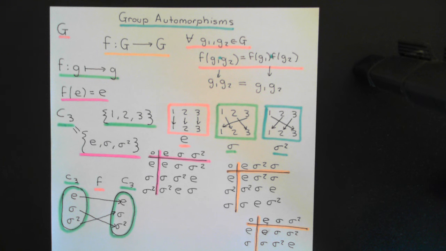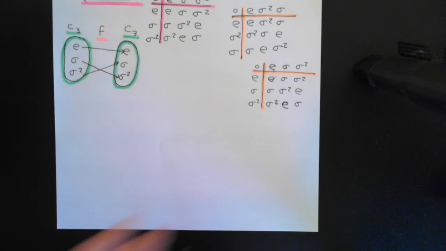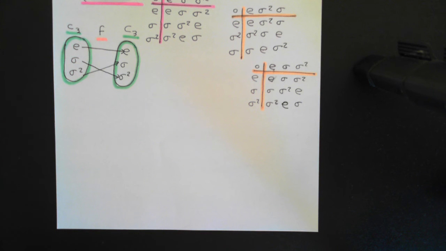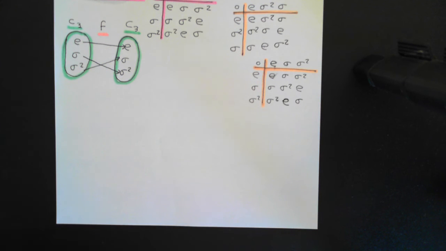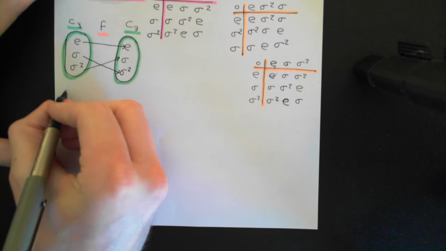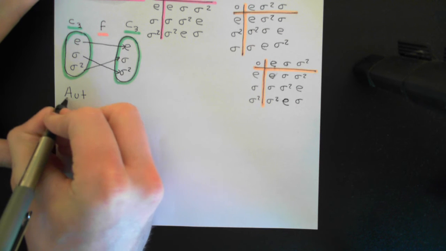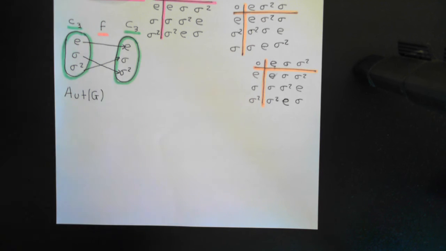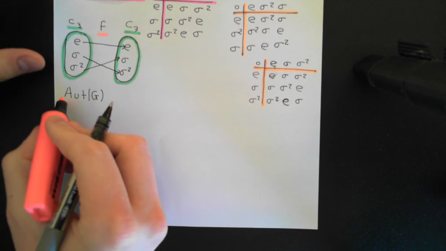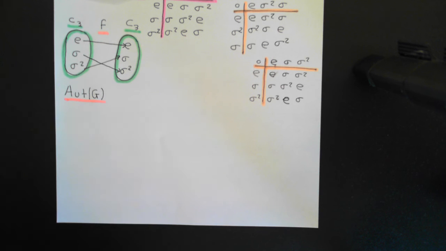Right, so what we now want to discuss in this video is the set of all automorphisms of a group. The starting point then is to give you the name for this set. It's written Aut, for automorphisms, and then you put brackets G. So this is the set that contains all automorphisms of the group capital G.